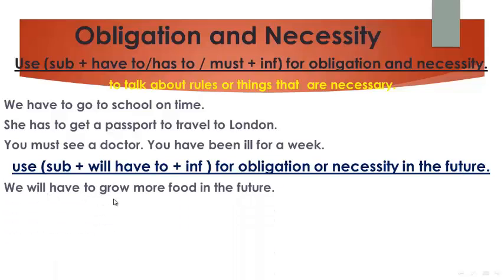We will have to grow more food in the future. So it will be very important for us to grow more food in the future, because if we don't do that, we will starve. We will need more food because, for example, our population is increasing. So we will have to grow, you see the infinitive here. So we will have to grow more food in the future.